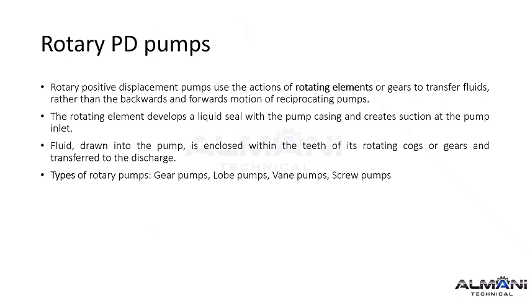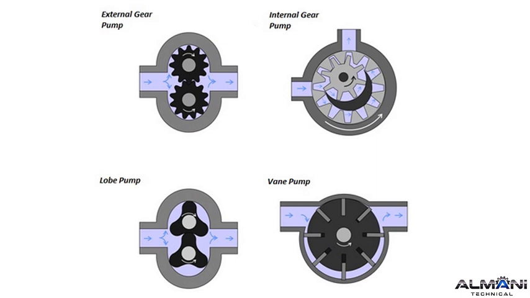Now, for rotary PD pumps, instead of a back-and-forth stroke, these use spinning gears or lobes to move fluid. The rotating parts create a seal, suck fluid in, trap it, and carry it to the discharge. This provides a smoother flow than reciprocating pumps. Common types are gear, lobe, vane, and screw pumps. Let's look at some common rotary pump designs.